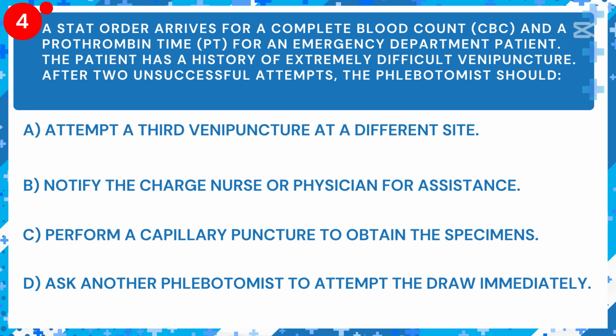Question 4. A stat order arrives for a complete blood count, CBC, and a prothrombin time, PT, for an emergency department patient. The patient has a history of extremely difficult venipuncture. After 2 unsuccessful attempts, the phlebotomist should A. Attempt a third venipuncture at a different site. B. Notify the charge nurse or physician for assistance. C. Perform a capillary puncture to obtain the specimens. D. Ask another phlebotomist to attempt the draw immediately.